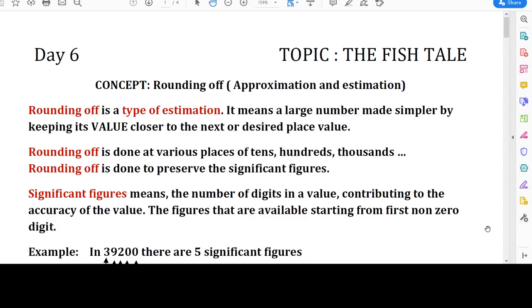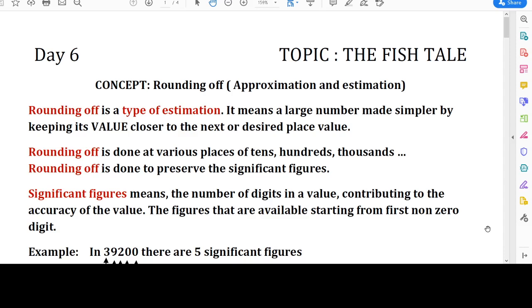First, let us know what rounding off means. Rounding off is a type of estimation. It means a large number made simpler by keeping its value closer to the next or desired place value.